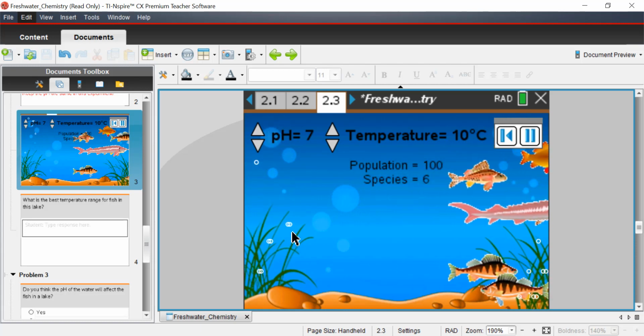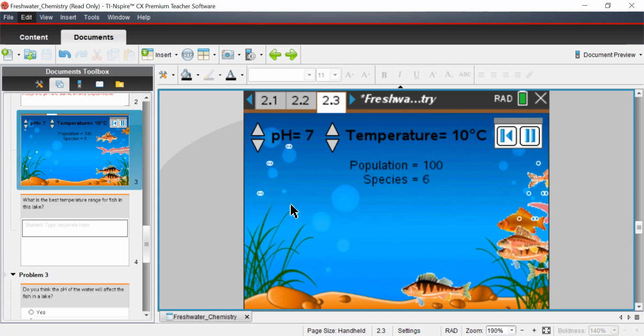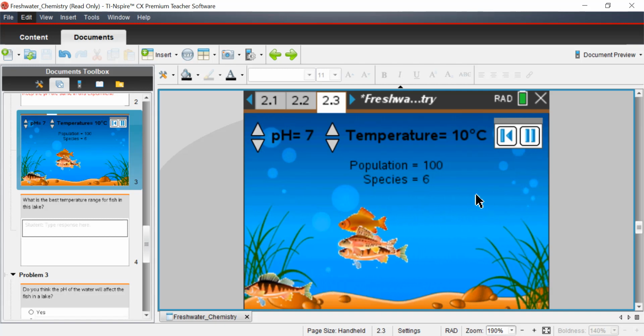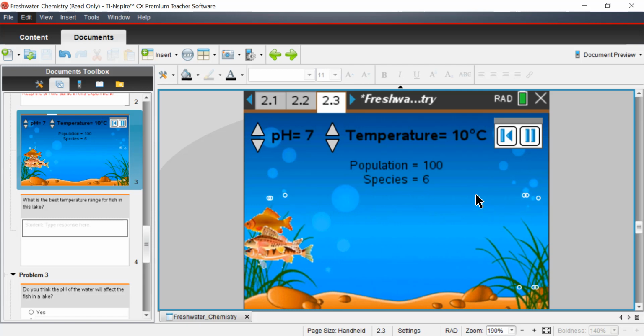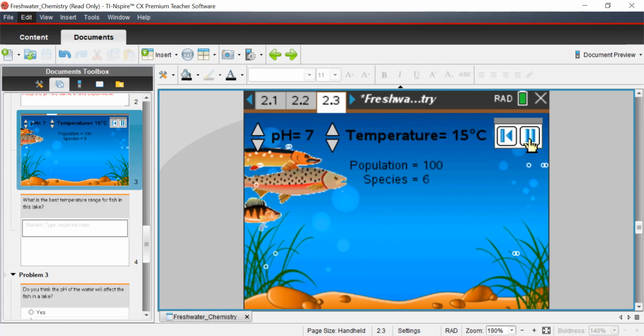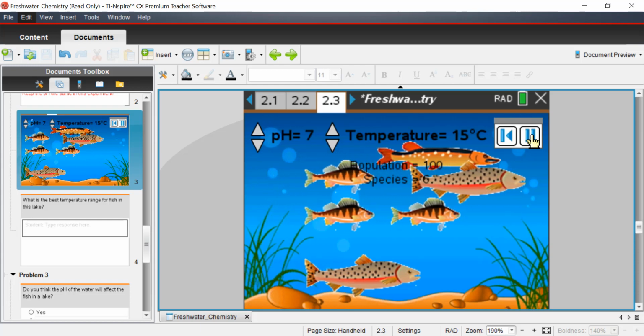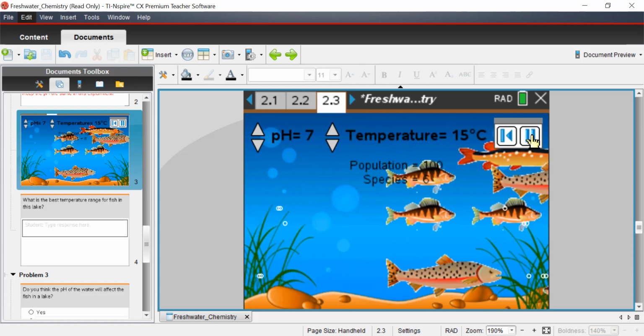So we've got a little oxygen bubbles bubbling up there. Really nice fish, beautiful fish. I wish I had my fishing pole. But it looks like there's not a lot of change here. So I'm going to pause this. I'm going to bump this up to, I don't know, try 15. Okay, so far so good. Still have 100 fish and 6 different species. I think that was a salmon that just swam by.